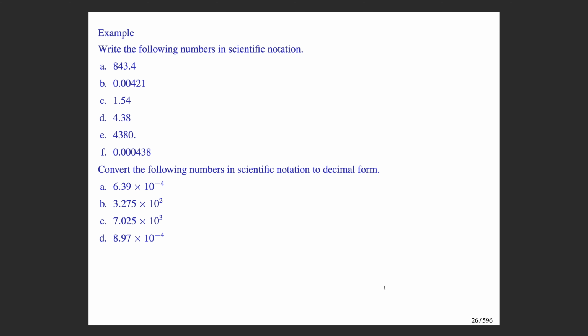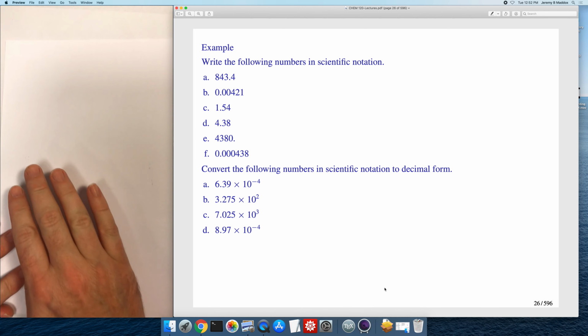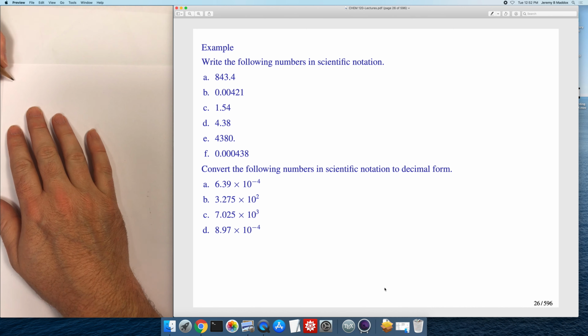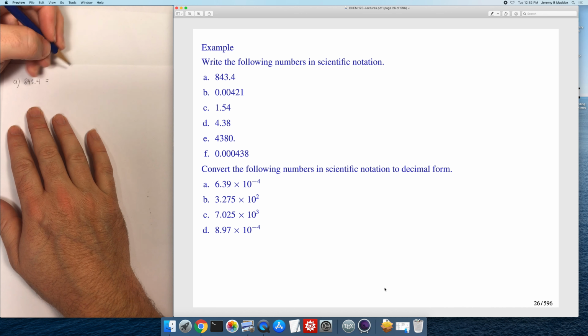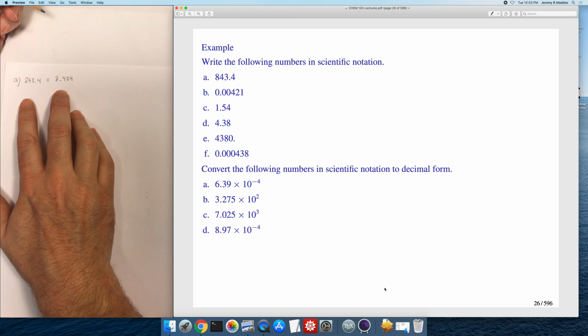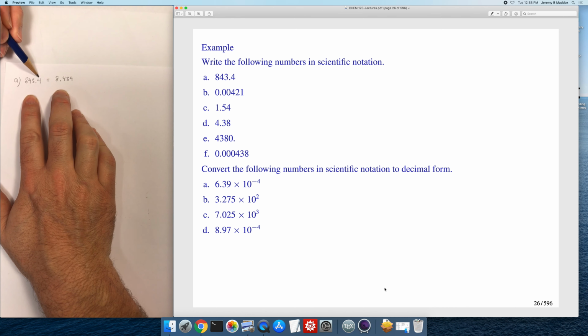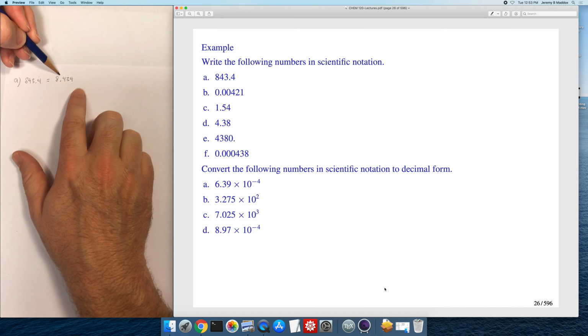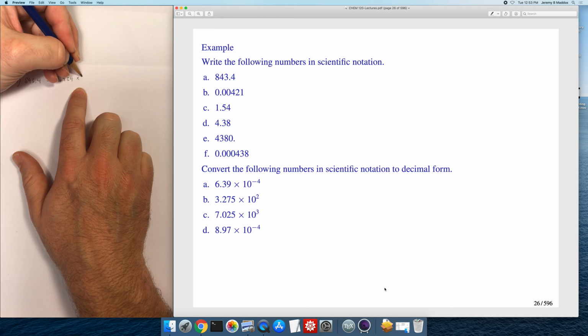Well, in this example, we are to take decimal numbers and write them in scientific notation. So I just wanted to go through that process. And so let's start with the first number here, 843.4. And we are going to write this in scientific notation. Proper scientific notation has the significand with 1 digit to the left of the decimal place. Now notice that I've made this number smaller. So I need to multiply by a power of 10. That's going to make it bigger.